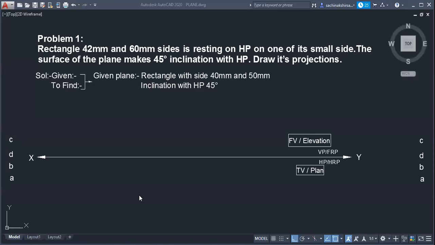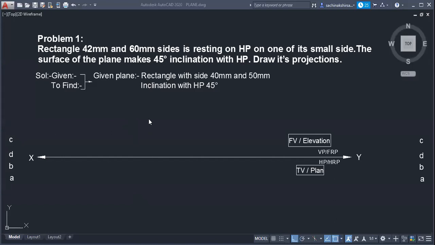As compared to a line, what we have discussed: if a line is parallel to a particular plane, it will show its true length. If a line is perpendicular to a particular plane, what will it show? Point view. Similar parallel concept we have discussed in the last lecture.